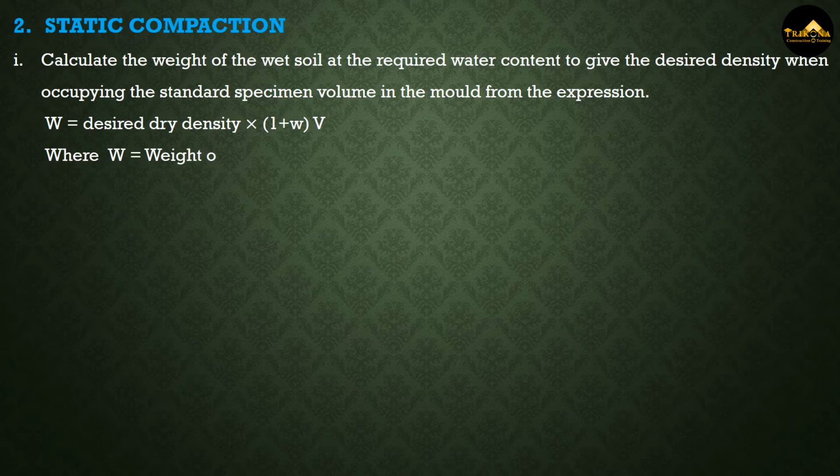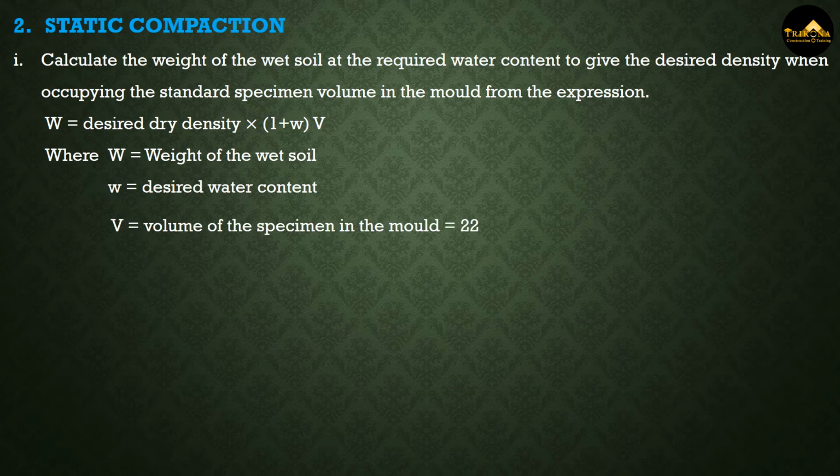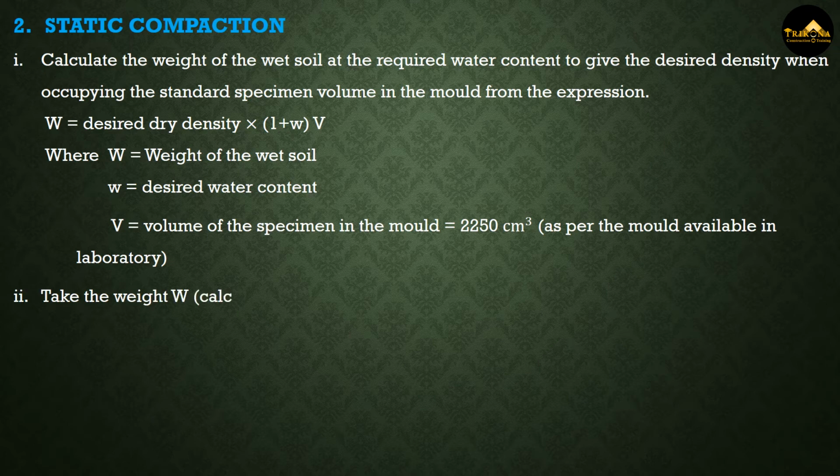Where W equals weight of the wet soil. W equals desired water content. V equals volume of the specimen in the mold, equal to 2,250 centimeters cubed, as per the mold available in the laboratory. Take the weight W, calculated as above, of the mixed soil and place it in the mold.